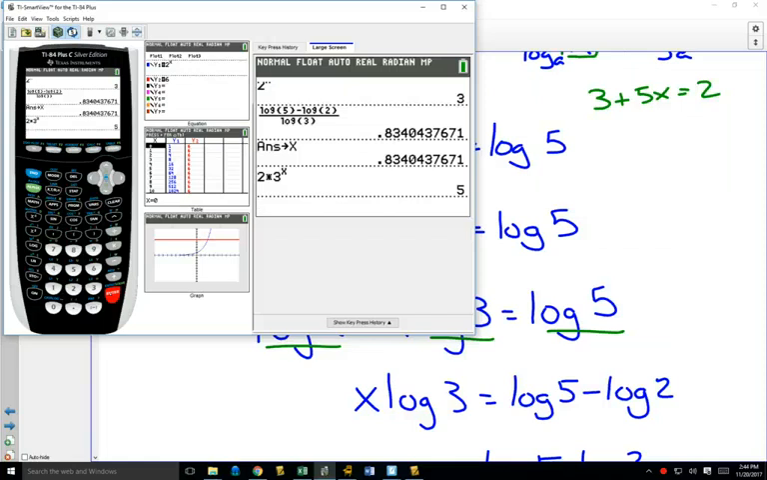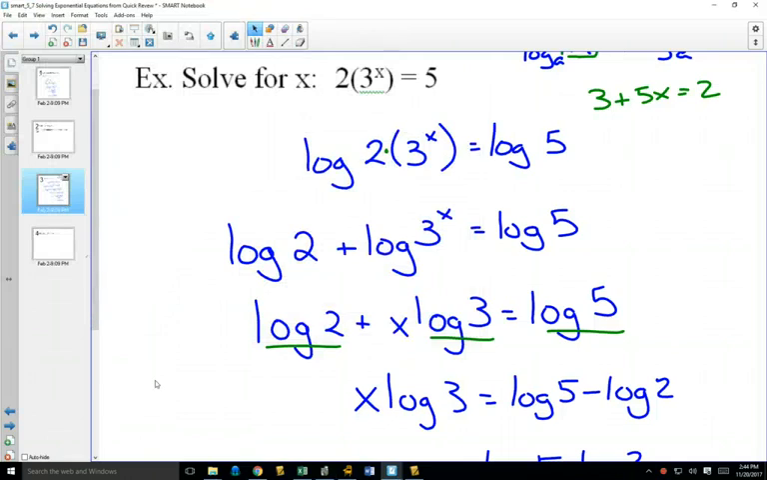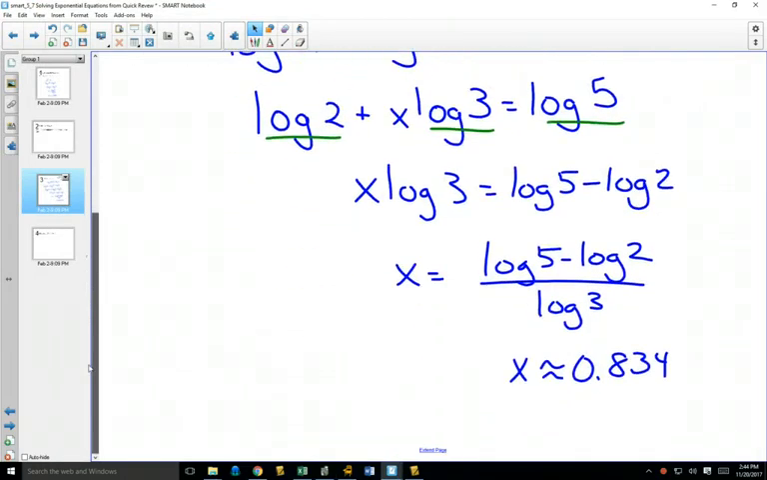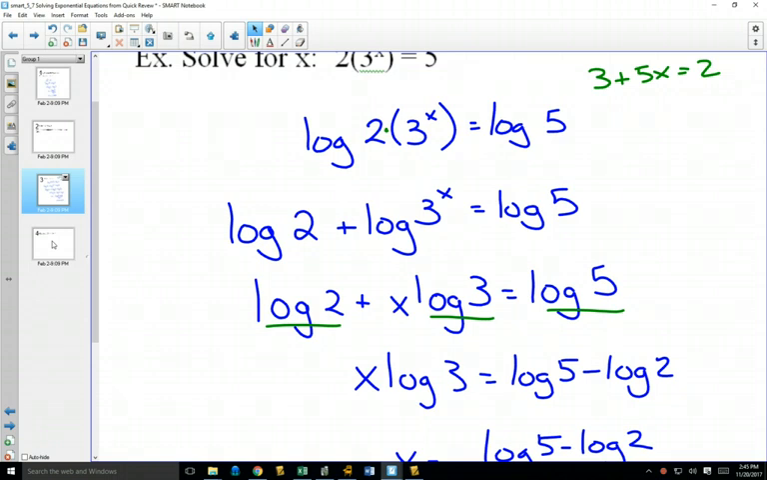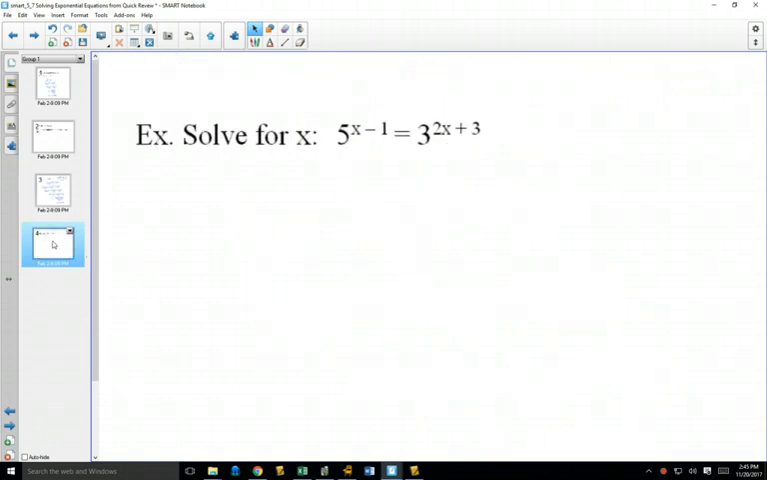Or sometimes the best method is just to take a break, start your question again, and just be more careful while you're doing it. Sometimes it's quicker to redo a question, especially when you're dealing with a lot of logs, than to try to find your mistake. I can scroll down. So again, all of these are on your page that we've done already. And our last example, solve for x.